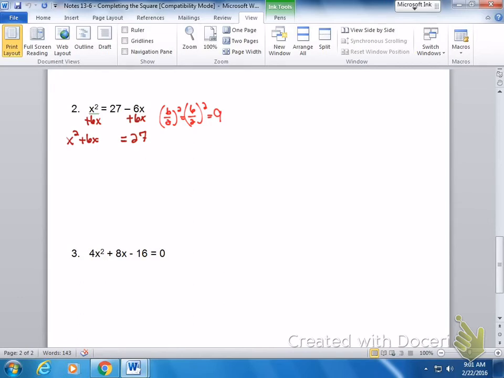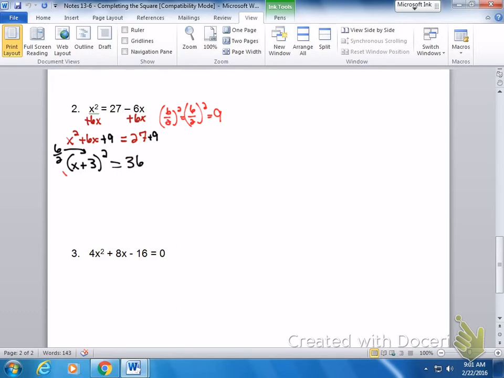So I'm going to plug 9 into both sides of the equation. Plus 9 on the left, plus 9 on the right. Now I can write my perfect square trinomial with factoring. Remember, it's our variable first, plus. I'm going to take my b and divide it by 2, and that gives me 3. So x plus 3 squared equals 27 plus 9 is 36.